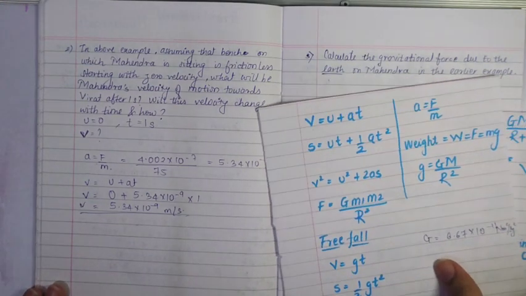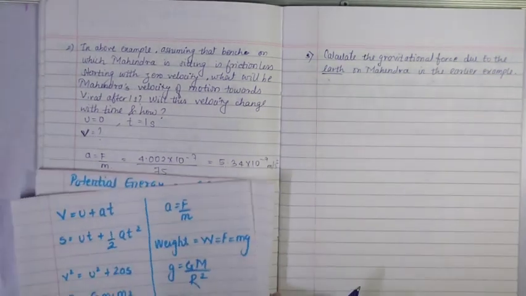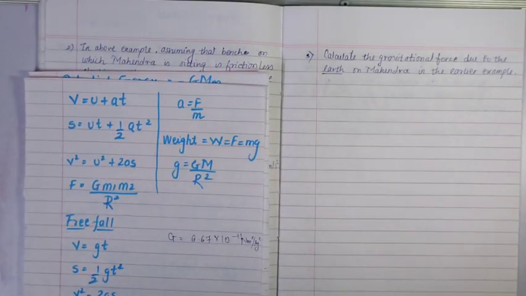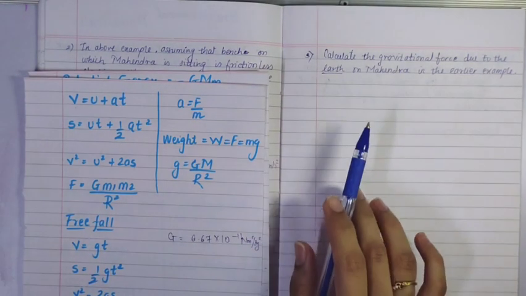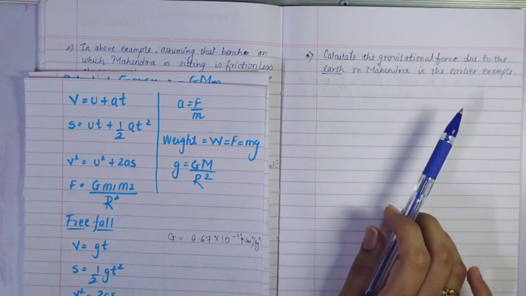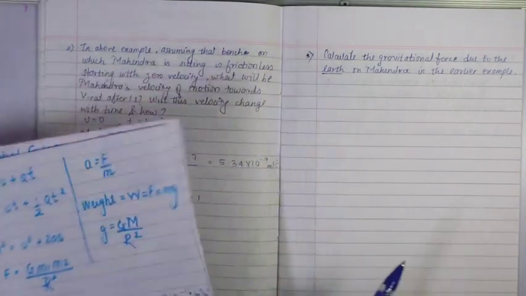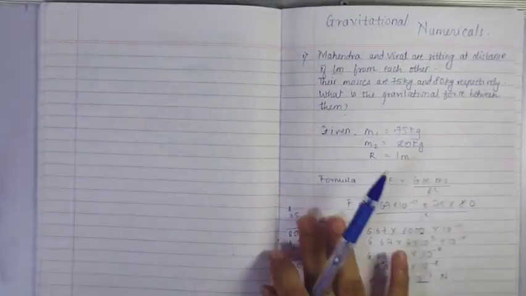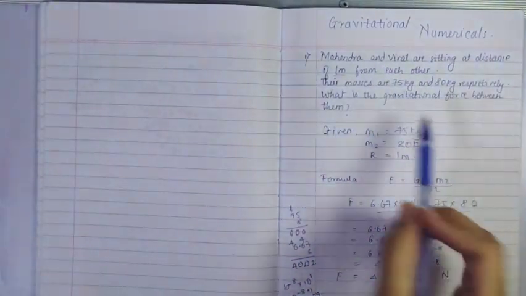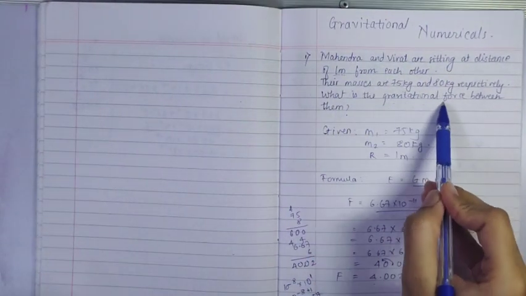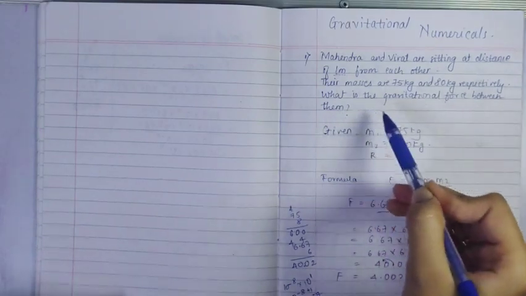Okay, now let's go to the next sum. So what does my next sum say? Calculate the gravitational force due to Earth on Mahendra in the earlier example. Now in the previous examples, what have we learned? We have calculated the gravitational force, but with respect to Virat. So in this sum, Mahendra and Virat, both of them, and then we have calculated the gravitational force between both of them.